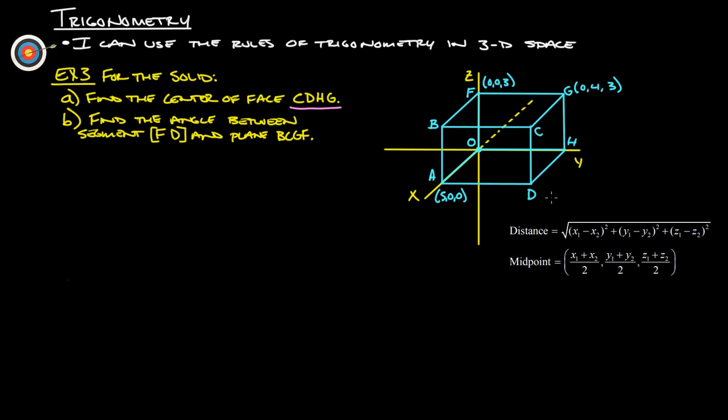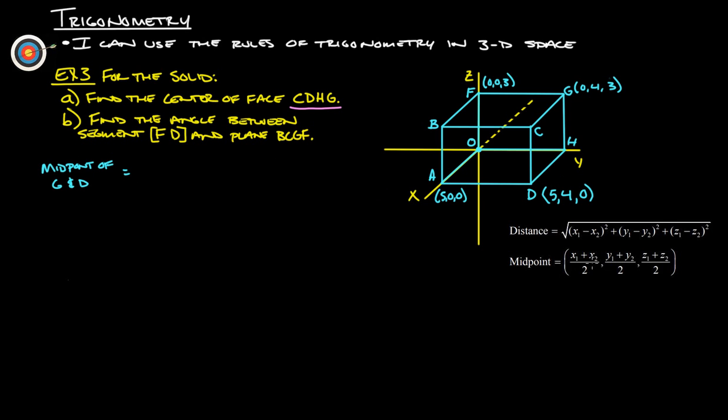So let's write D in there, which is out 5, right? And then it's over this far, which is 4. It's over 4 and up none. So we've got 5, 4, 0 and 0, 4, 3. We'll just find the midpoint between those two, the midpoint of G and D. We're literally just going to add these.